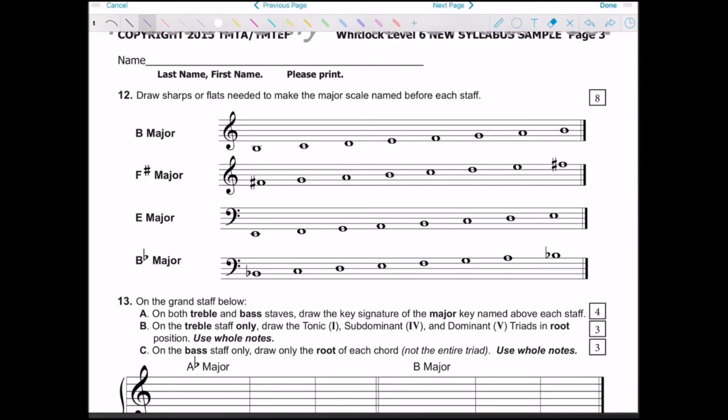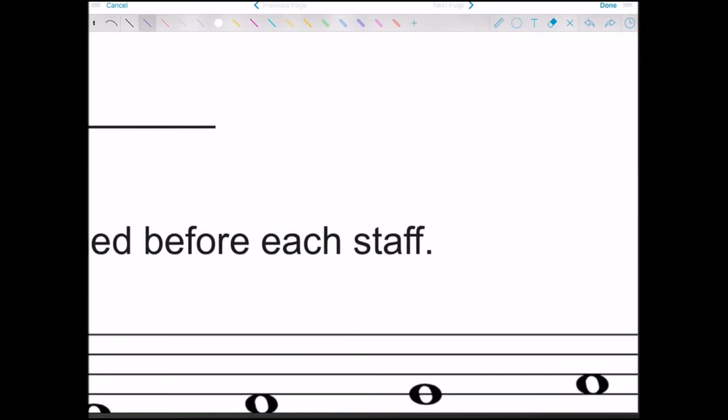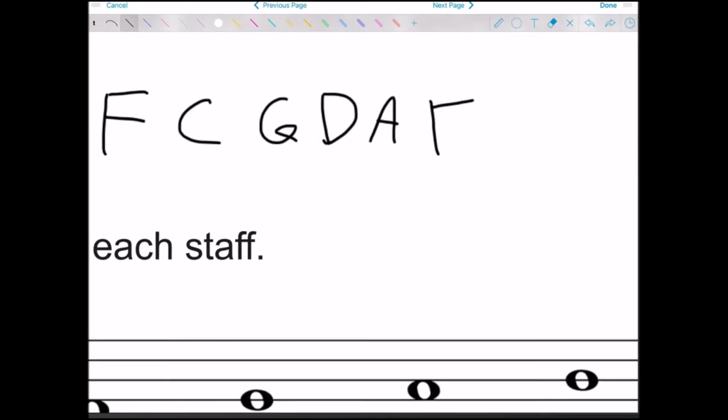Question 12 states, draw the sharps or flats needed to make the major scale named before each staff. On this one, you're going to have to go back to question 9 to look at the circle of fifths. Now remember, the order of sharps is that silly sentence that we do: fat cats go down alleys eating bugs.